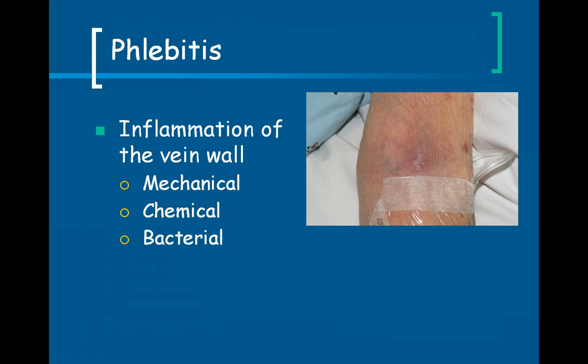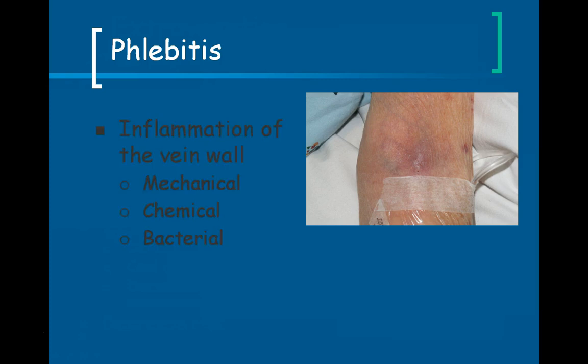A bacterial phlebitis is caused by an infection, by contamination of the site, and that is avoidable. There's no reason that should happen. When it does, the patient will have a sudden increase in their temperature and purulent drainage from the site, and the physician needs to be informed about that. And you can see in this picture, there's phlebitis there at the site of the insertion and actually moving up the vein a little bit.